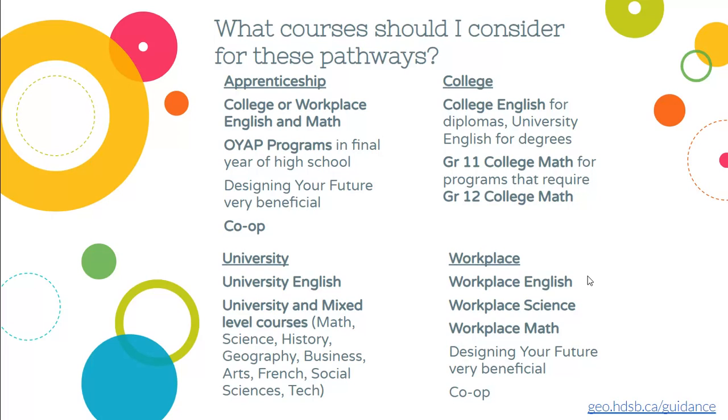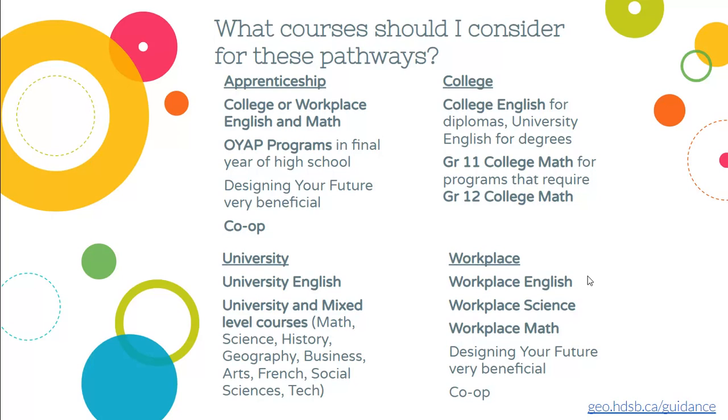The Designing Your Future course could be very beneficial as it allows students to really develop their own personal pathway plan for what their post-secondary destination will be. And then co-op would be a great opportunity for students in the apprenticeship pathway, as you would be placed with an employer here in the local Georgetown community, and rather than going to classes, you'd be working in the community, and you'd have a boss and a teacher who would both mark and grade you.